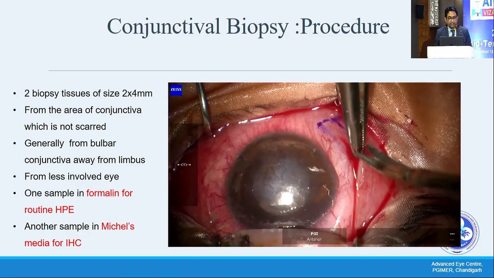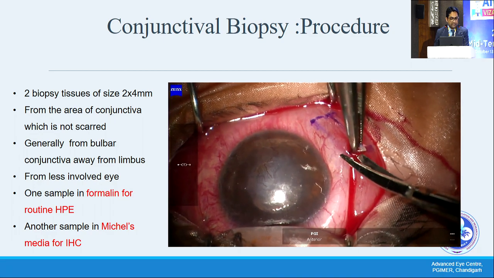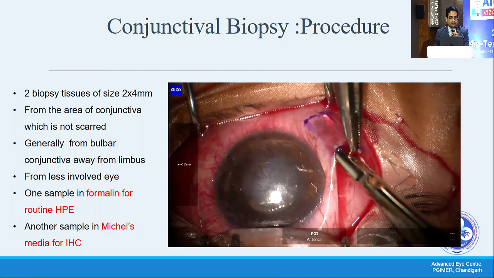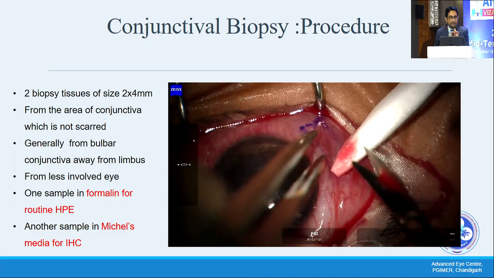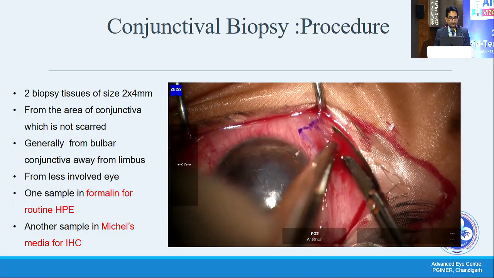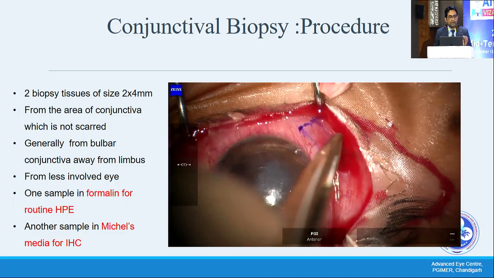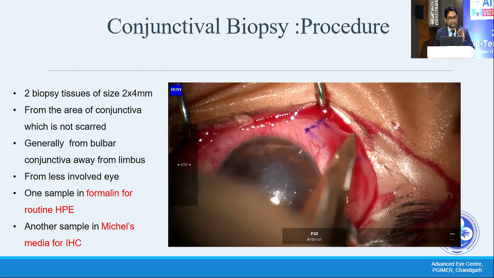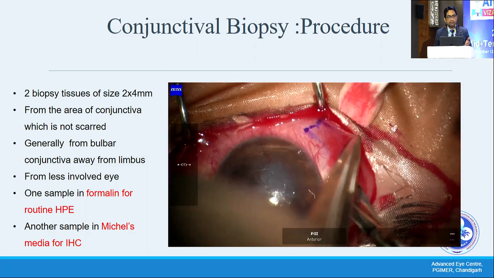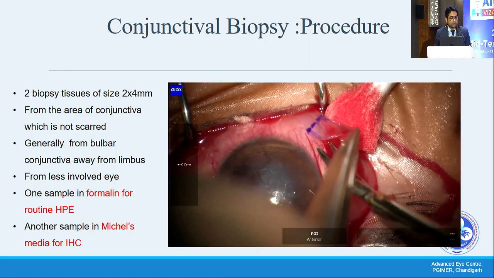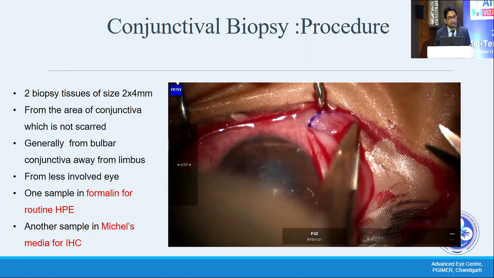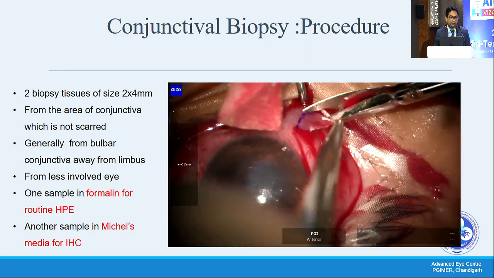It's very important that we should not disturb the epithelium of the conjunctiva. We should gently hold the conjunctival tissue, divide it into two, and send for examination. The area selected should be away from the limbus. It should not have scarring, because if you take a conjunctival sample from a scarred area, it will not give positive results. Again, if both eyes are involved, you should take the sample from the less involved eye.